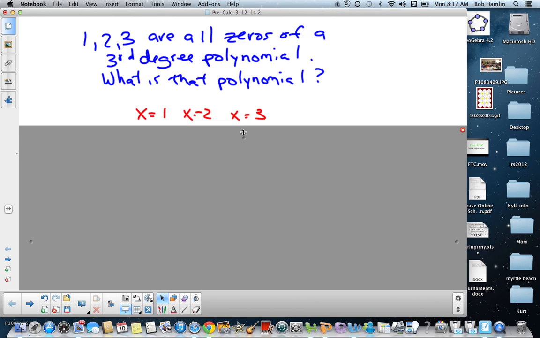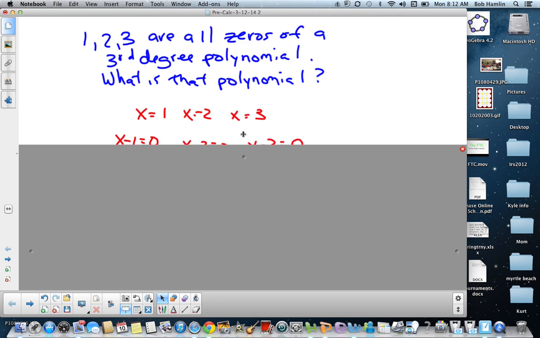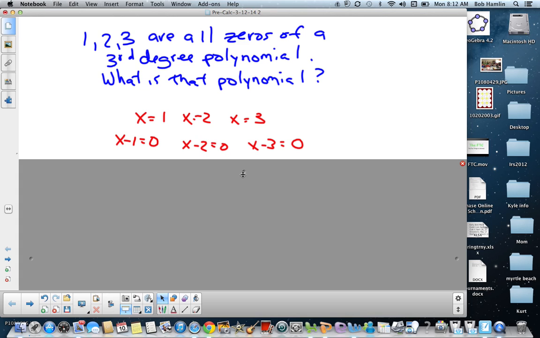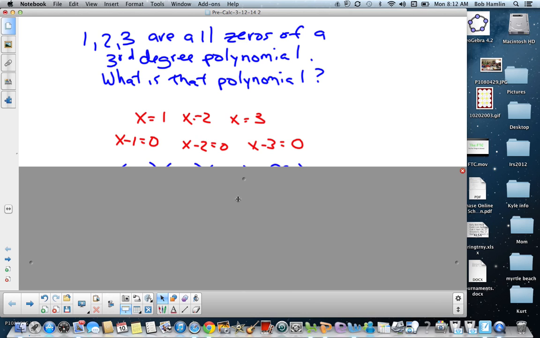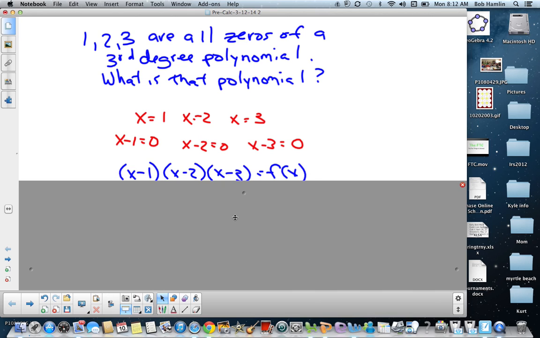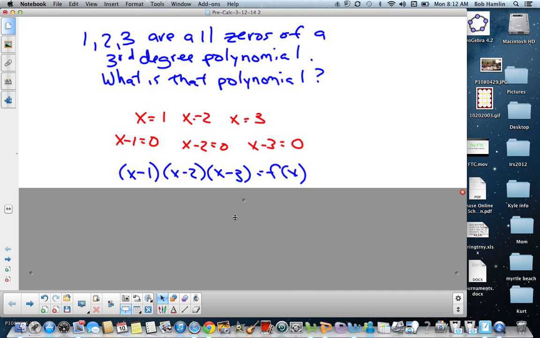x equals 1, x equals 2, x equals 3, and then of course we know that that's equal to x minus 1 equals 0, x minus 2 equals 0, and x minus 3 equals 0. Once we've come to zeros, we know we have these factors. Now we take the factors and we multiply them together. So we'll have x minus 1 times x minus 2 times x minus 3, and that's going to be our function.